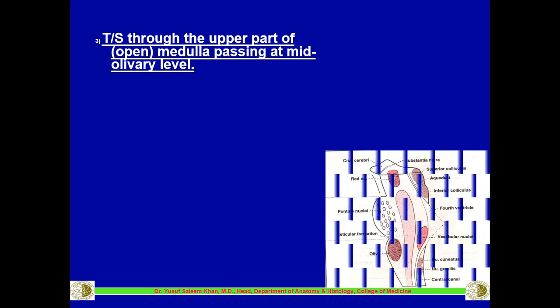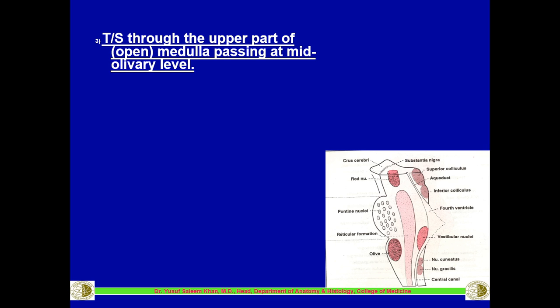Now taking a section at the uppermost part of the medulla oblongata, which is also called the open medulla, or at the mid-olivary position. So this is the medulla oblongata, and here in the olive, in the mid-olivary position, if you take a section, then you can also appreciate that a part of the fourth ventricle comes here, so it will be open medulla.